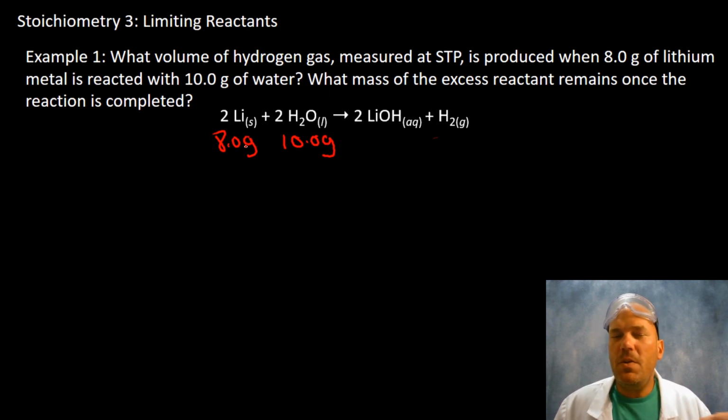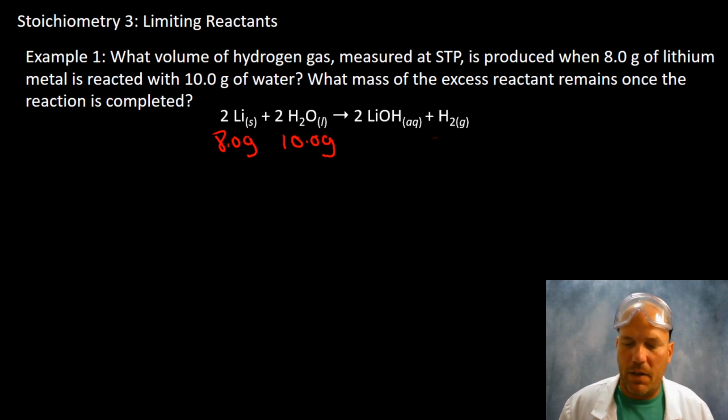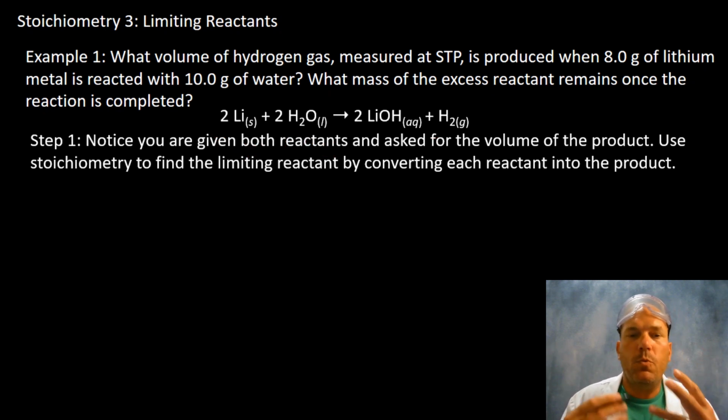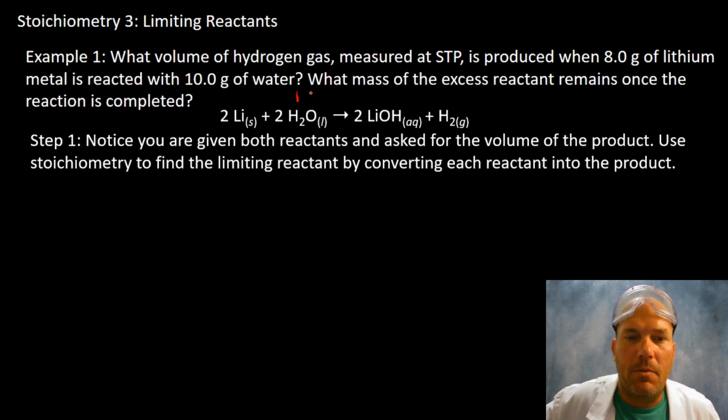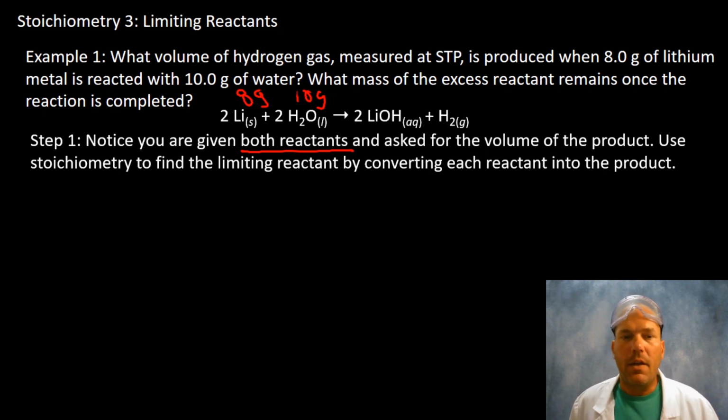Now, do you notice something's different here? You're not being told explicitly which one is in excess, and you're being given 2 of the reactants, all right? So that is critical. You need to be able to recognize these problems, and I'll write them. Okay, so 8 grams, 10 grams, and you're given both reactants here. And you're asked something about the product, be it grams, be it molecules, be it, in this case, liters.